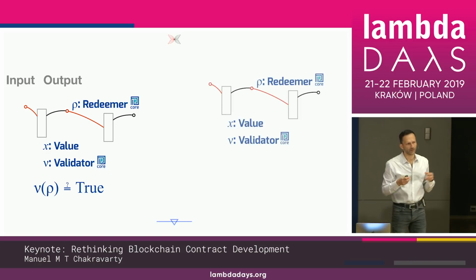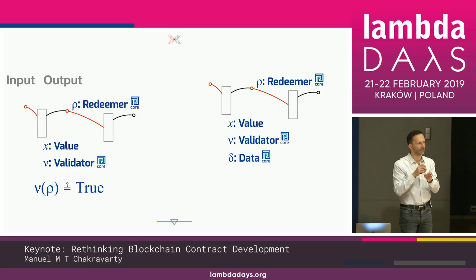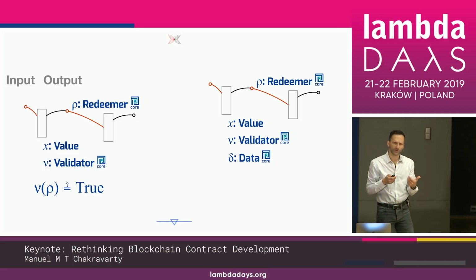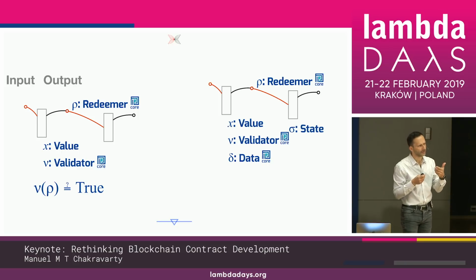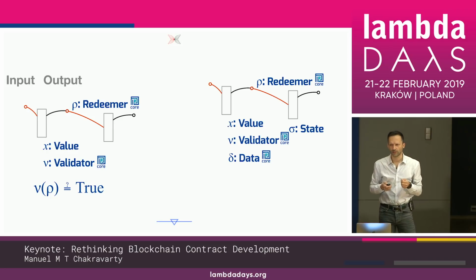So what we've done, we have taken this model and we've extended it slightly. We've said, well, for every output, instead of just having the value and the validator, we also add some extra data on top of it. So there's some information which flows with the value. And also, the validator gets access to some of the state, in particular to the entire transaction that's being validated, not just to the redeemer of the spending input.